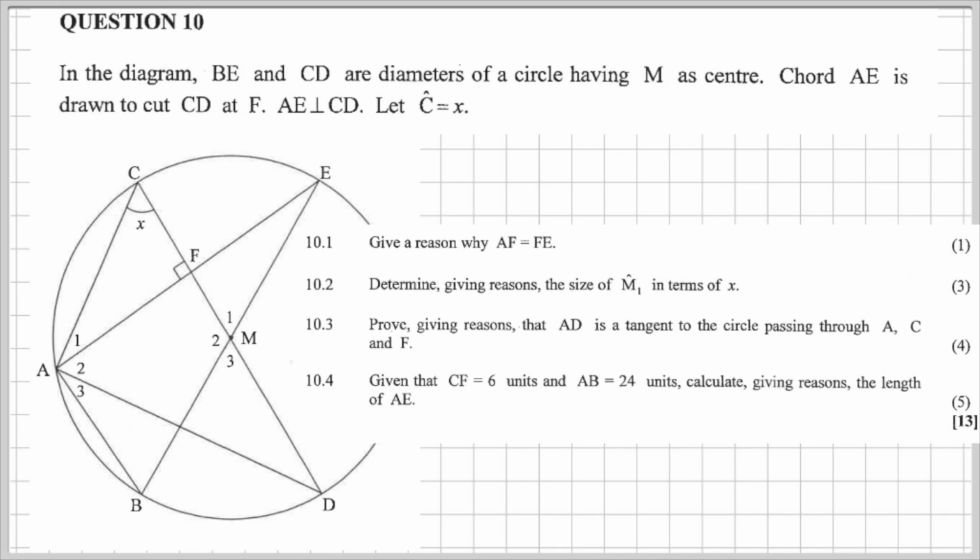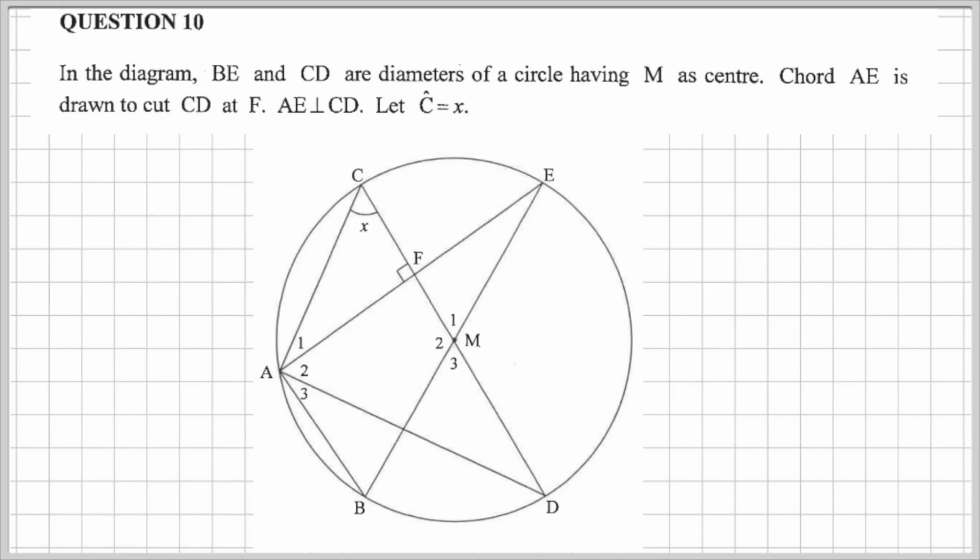When I look at this, ladies and gents, you will see one of my things that I always tell you to do is to mine for information. So let's go through the information, good and proper. So in the diagram, BE and CD are diameters of a circle having M as a center.